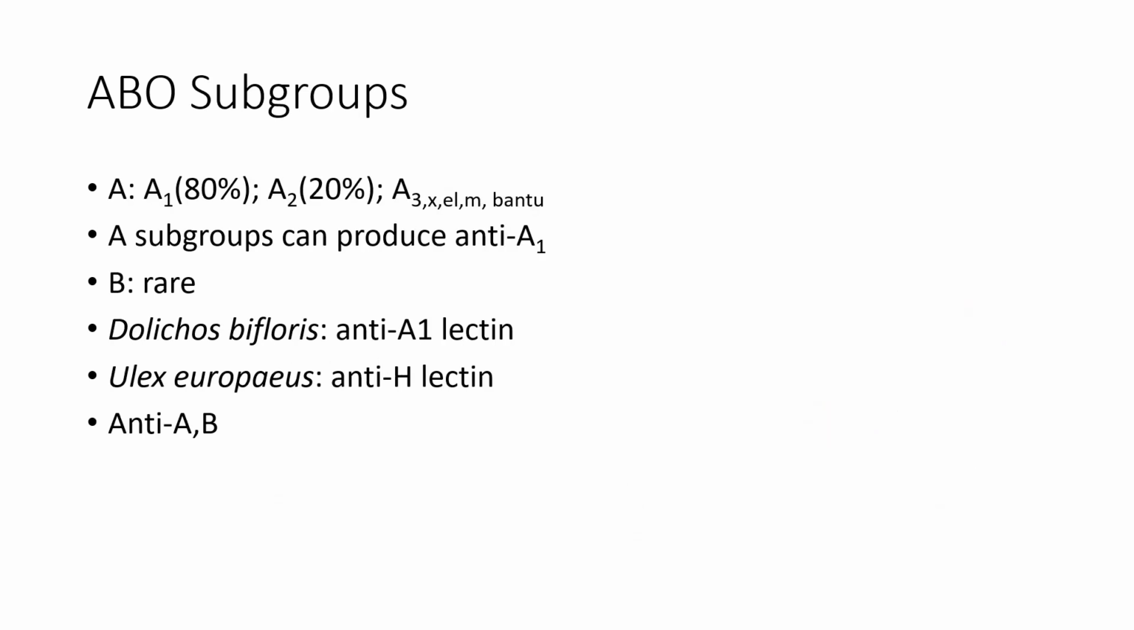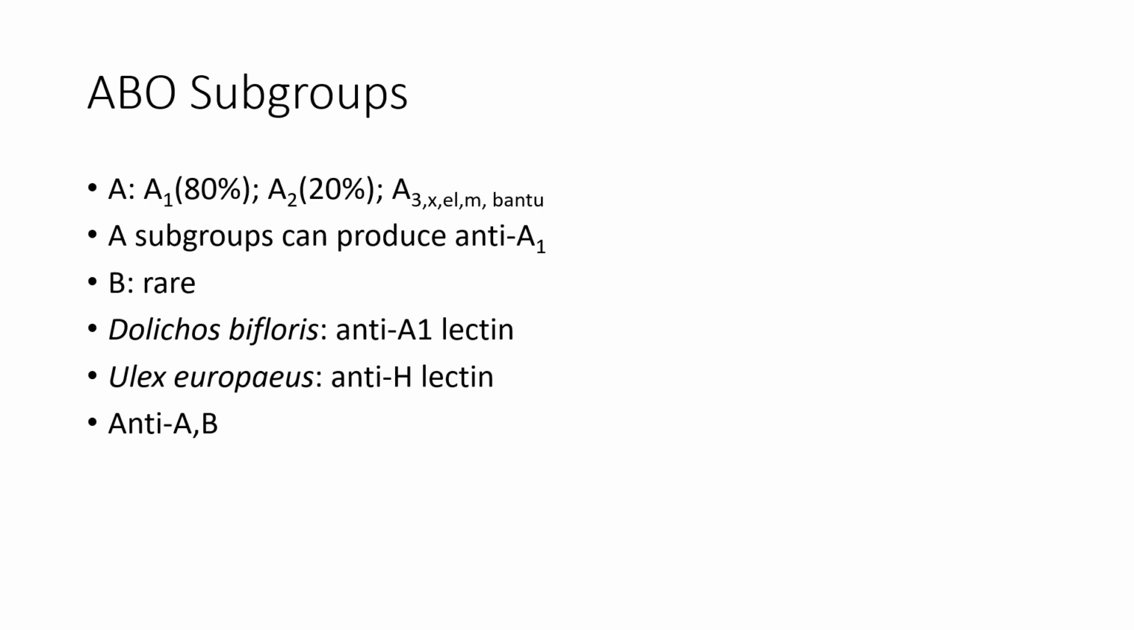Let's take a quick look at the ABO subgroups. Of A, there's subgroups 1, which is found in 80% of the population, 2, which is found in 20% of the population, and then very rarely either A3, AX, EL, M, or Bantu. A subgroups can produce anti-A1. B subgroups are very rare.